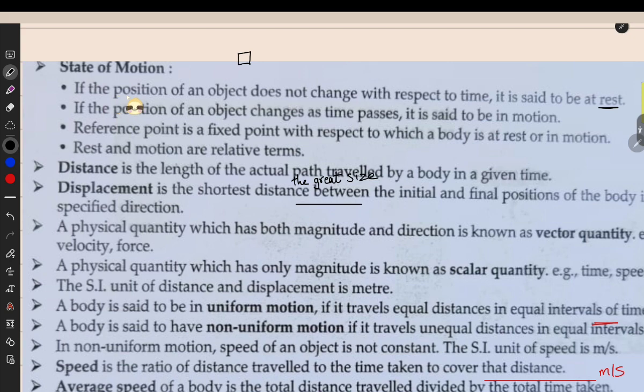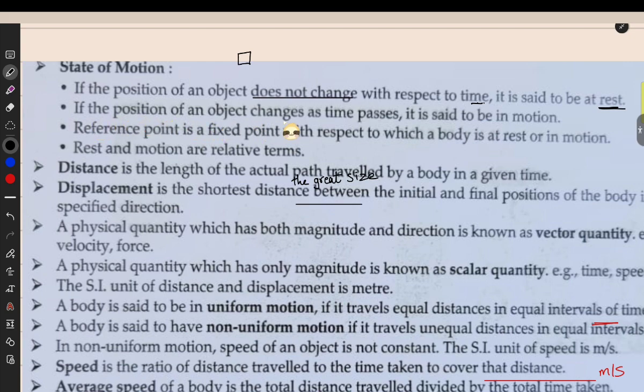That is what they are telling: if the position of an object does not change with respect to time. Whatever time passes, it will not change. For example, we can take a tree. A standing tree will not change its position, so we can say it is at rest. Don't say that if rain comes or air comes, it will move. Why? Because it is in a rest position only, unless any other force acts on it. But that also we will see.